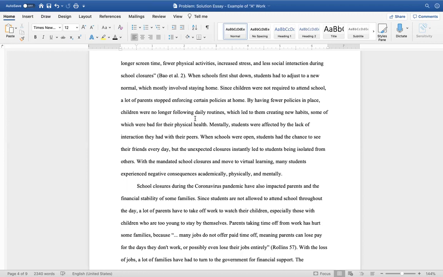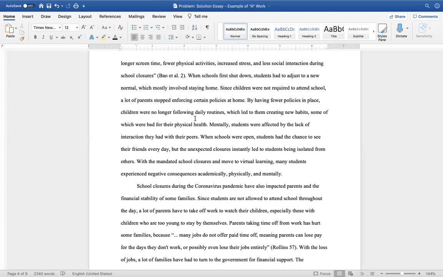Mentally, students were affected by the lack of interaction they had with their peers. When schools were open, students had the chance to see their friends every day, but the unexpected closures instantly led to students being isolated from others. With the mandated school closures and move to virtual learning, many students experienced negative consequences academically, physically, and mentally.